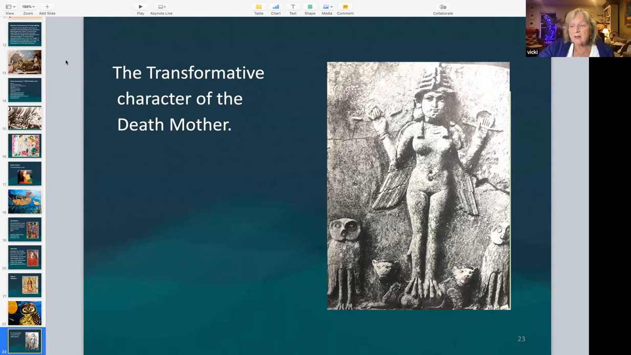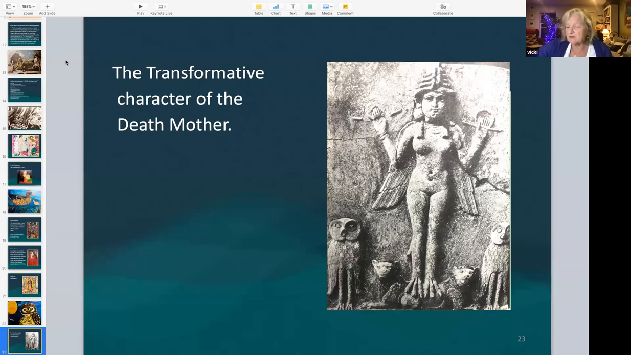Remember, we started with the elementary mother, and those are the ancient pagan mothers and the vessels, the vessel, the womb, the great round. Well, this is the transformative character of the death mother. That's the other part of the feminine. You have the elementary and you have the transformative. And now we're entering into the transformative character of the death mother. And this is Lilith, goddess of death, a sumerian piece from 2000 BC. And it's the transformative feminine. You can see the two owls down below.